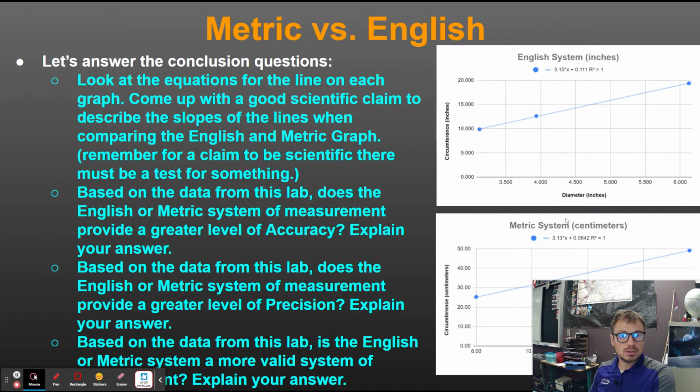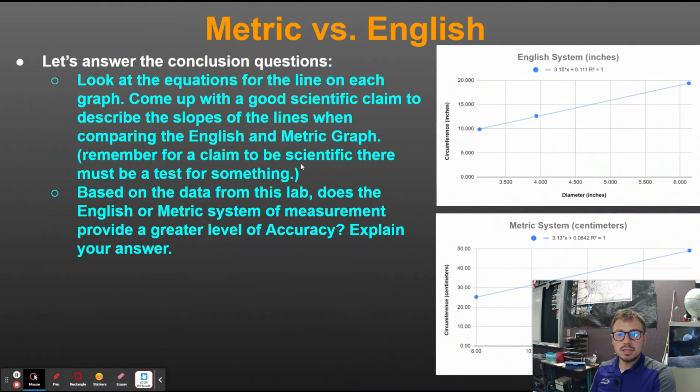So you can see that, yeah, that slope is going to be close to pi. Based on the fact that the slope of this line is the ratio of the circumference divided by the diameter, I'm going to get pi. Based on the data from this lab, does the English or metric system of measurement provide a greater level of accuracy?